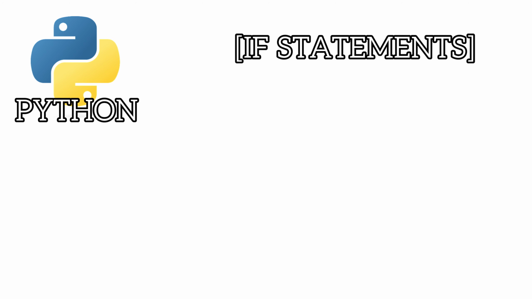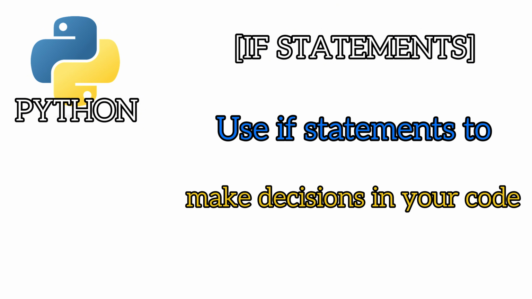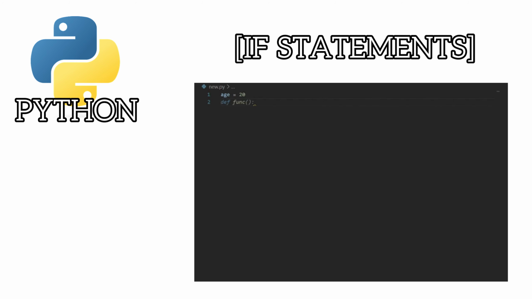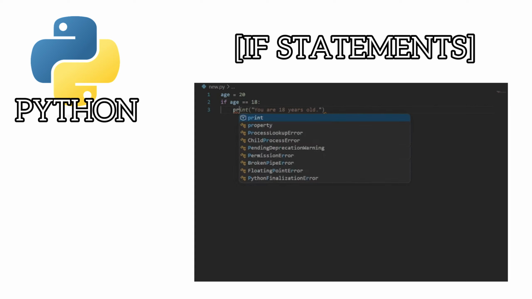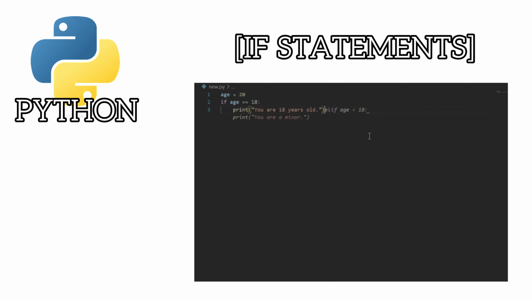If statements. Use if statements to make decisions in your code. Age equals 20. If age equals 18, then print you are 18 years old.